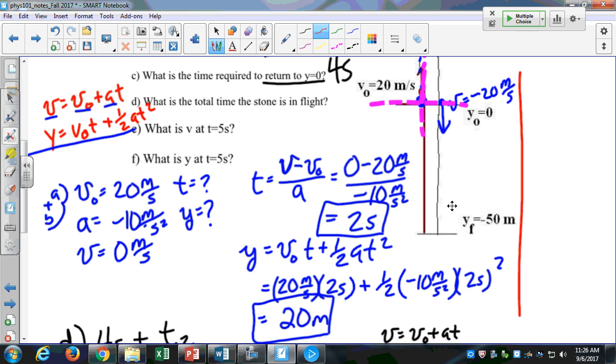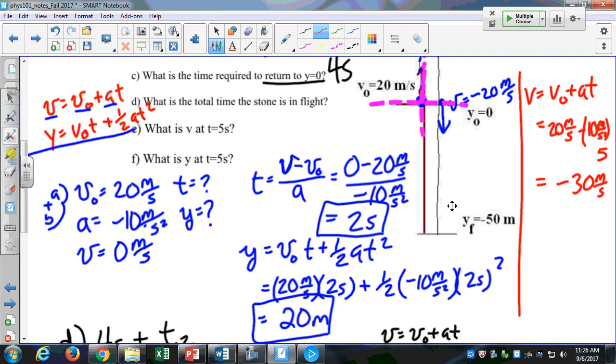If you want to know V at 5 seconds, all you say is V equals V naught plus AT. You put in your original value, that's 20 meters per second, minus 10 meters per second squared, times 5, that's your seconds. So that's 20 minus 50, which is negative 30.